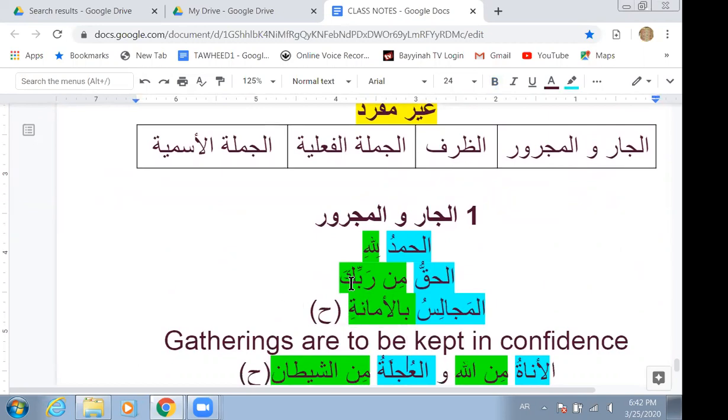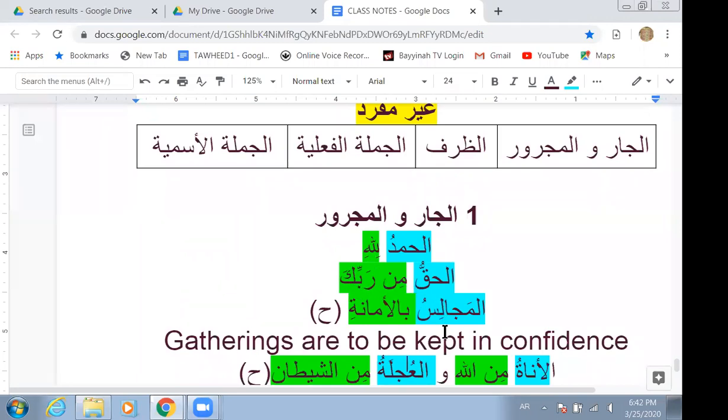And so the first, as soon as we open up the Quran, alhamdulillah: alhamdu is the mubtada, and lillahi is the jar majur, which becomes the khabar for alhamdu, the mubtada. Al-haqqu min rabbika: al-haqqu is the mubtada, and min rabbika, which is jar majur, becomes the khabar for it.